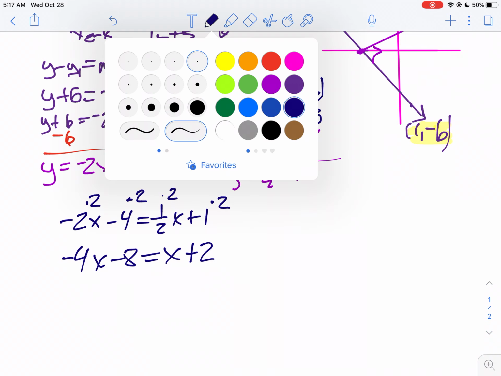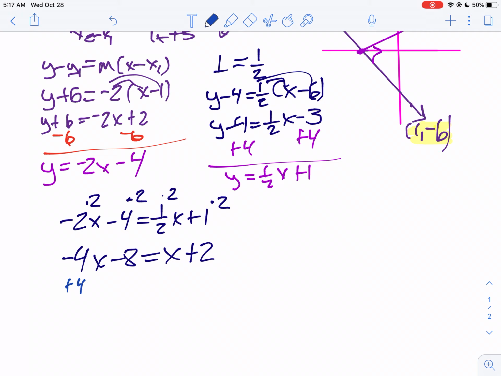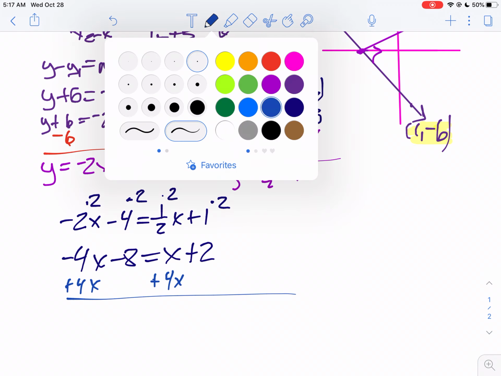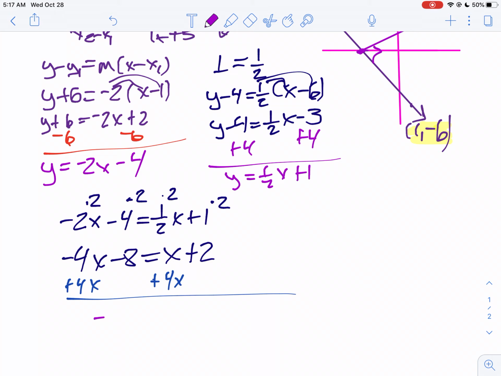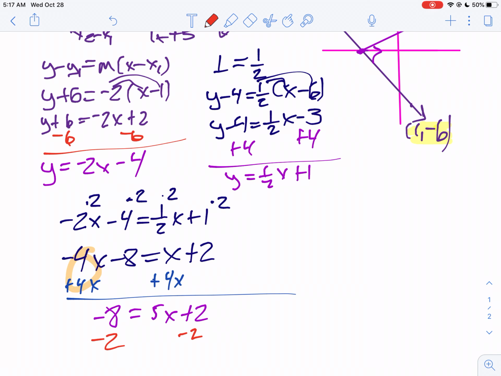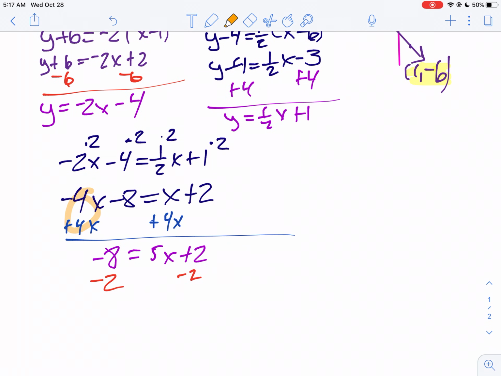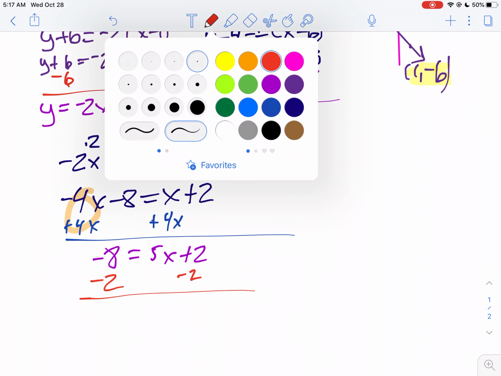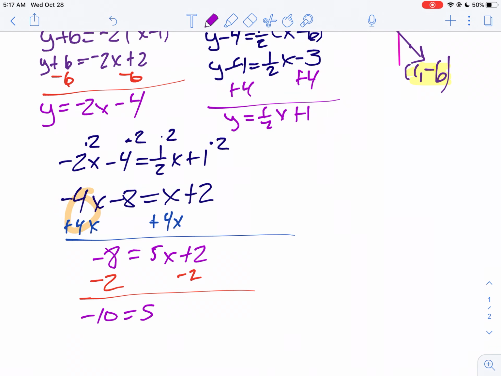So I think what I'm going to do is add 4x to both sides. That way my x is positive. So then we're going to get negative 8, because when you add negative 4x and 4x you get 0, equals x plus 4x is 5x plus 2. Well, let's subtract 2 from both sides. So then we get negative 10 equals 5x. You divide both sides by 5, x equals negative 2.